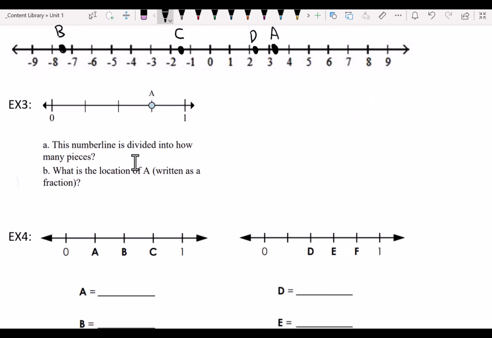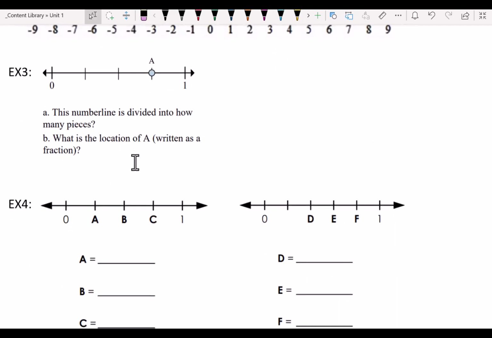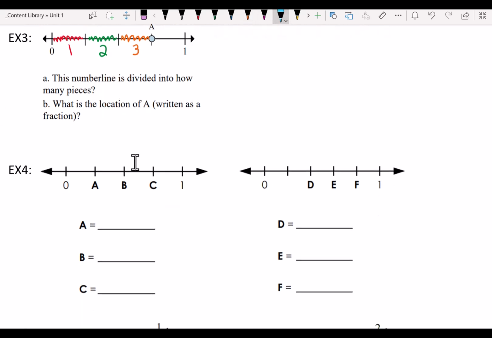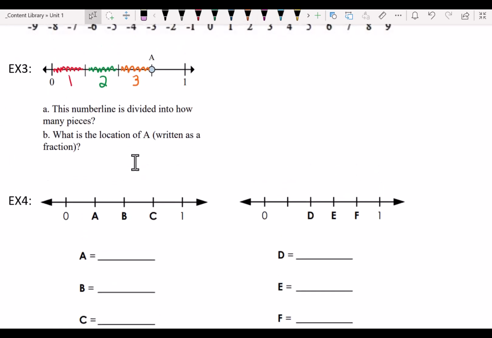In example 3, we have a little bit more work with number lines. Part A says the number line is divided into how many pieces? Well, I'll do this in color. One section here, that will be our first piece. We have another section here, that will be a second piece. Another section, that will be a third piece, and then when we go to this last section, that's your fourth piece. So you have 4 basically parts of this number line.